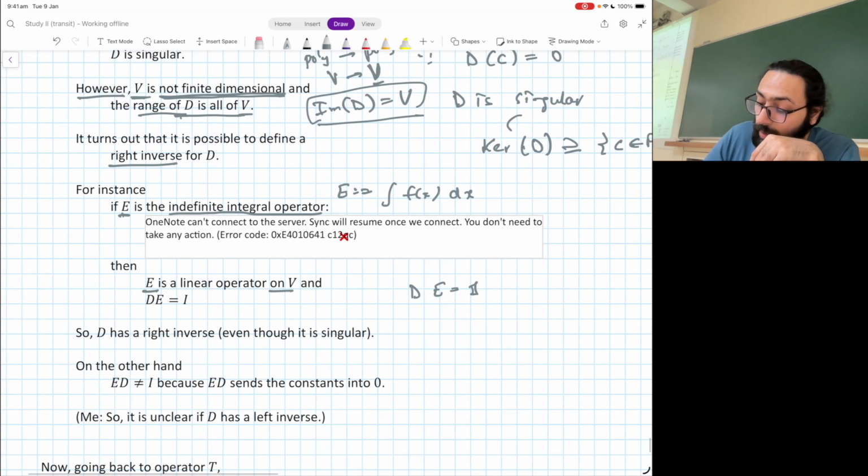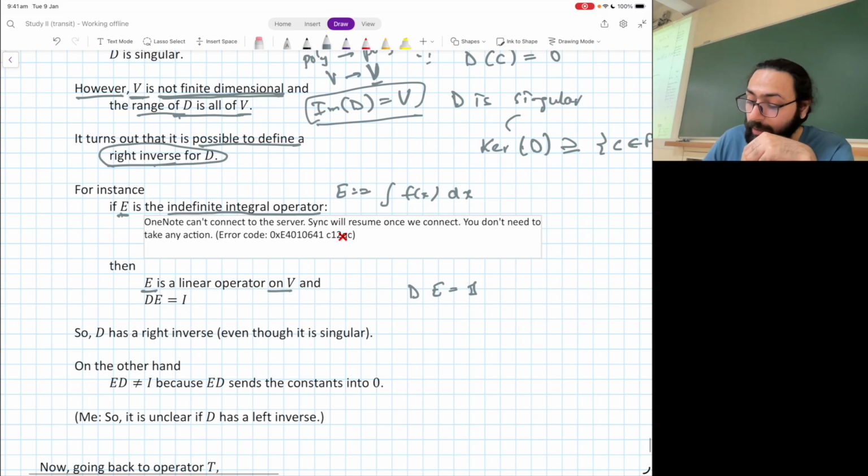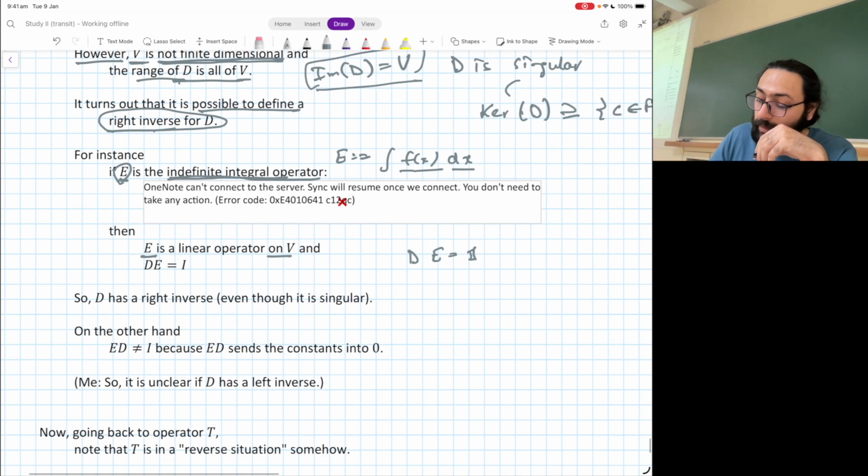Yeah, okay. So what we're trying to argue is that it turns out that it is possible to define a right inverse for T. How do you define the right inverse? Well, this you already know very well. So denote by E the indefinite integration. It is just this: you integrate f(x) dx. That's it. So for polynomials, you can even express it explicitly. It turns out that E multiplied with D would give you identity.